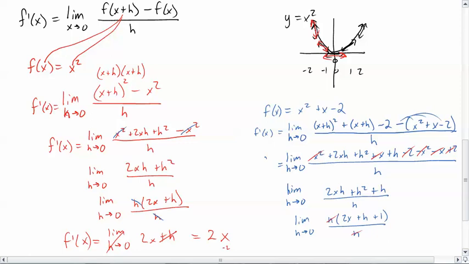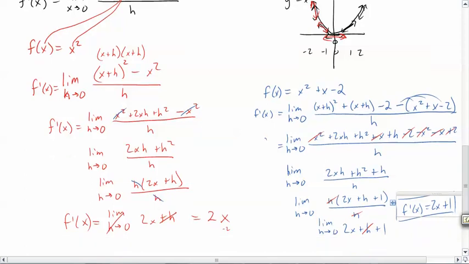We will cancel out the h's, and then we got 2x plus h plus 1. Note that as h approaches 0, this h goes away, which means that the derivative is 2x plus 1. There you go. That is your derivative function. And now you can take any value for x, you can put it into x, and you can find out what the slope is at that point. Again, if that isn't cool, I don't know what is.